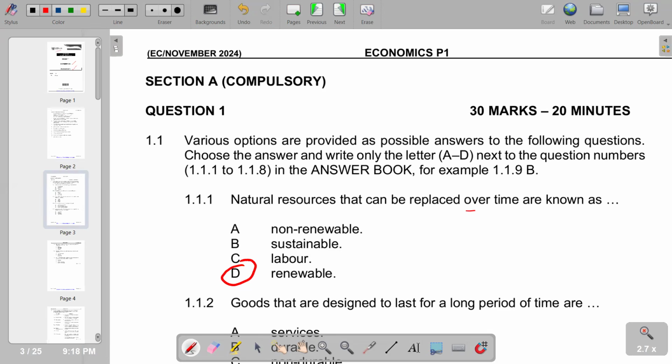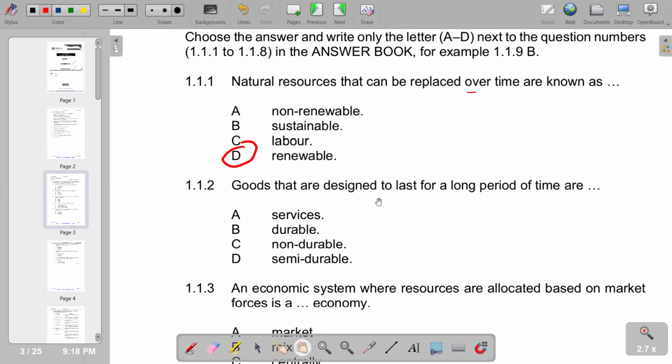So we move on to number two. Goods that are designed to last for a long period of time are. We know that goods that last for the longest time are the durable goods. So we have got durable on B.